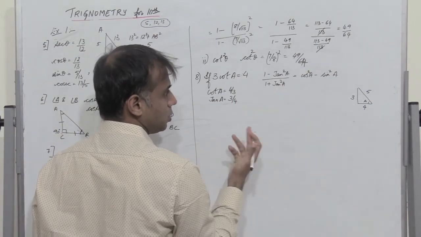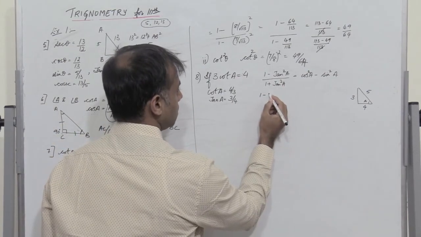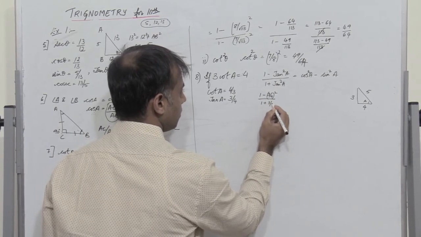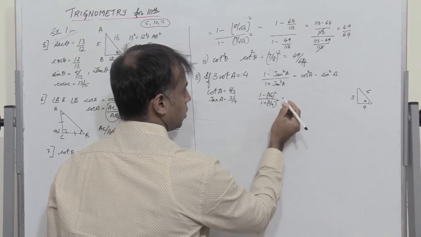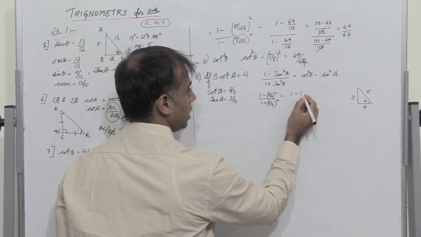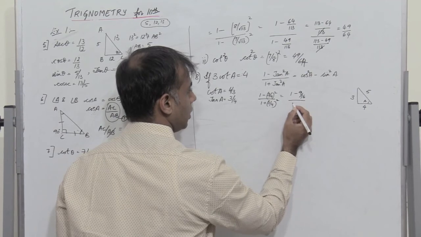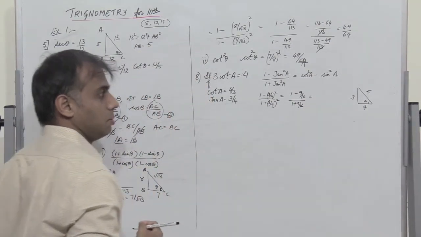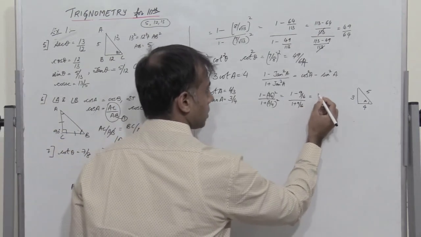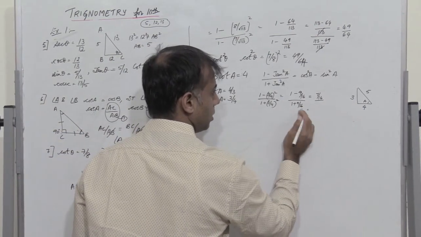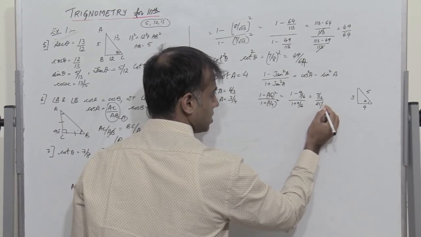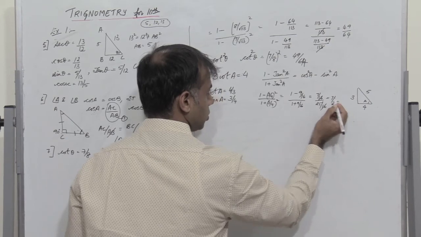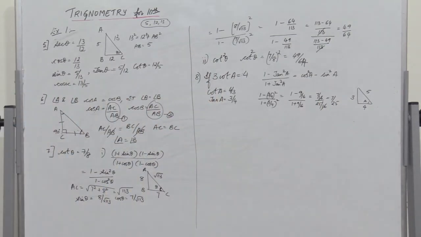So now let me substitute the values. So 1 minus 3 by 4 square divided by 1 plus 3 by 4 square. So what do we get? This is 1 minus 9 by 16 divided by 1 plus 9 by 16. Taking the LCM, I get 16 minus 9, which is 7 by 16, divided by 16 plus 9, which is 25 by 16. So 16 gets cancelled, and I get 7 by 25, right? So this is the answer.